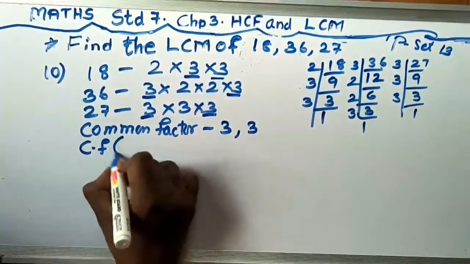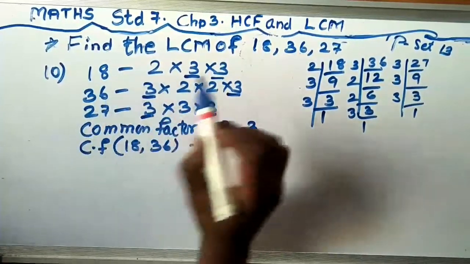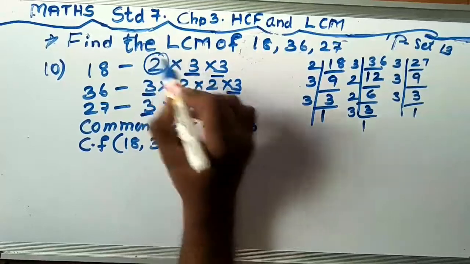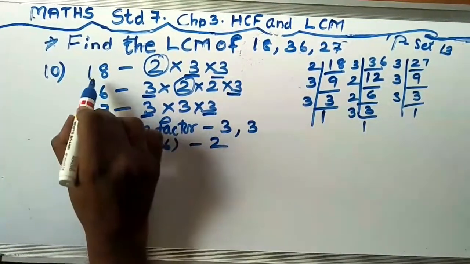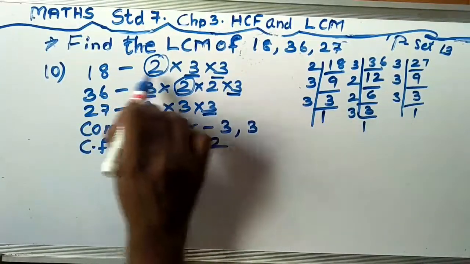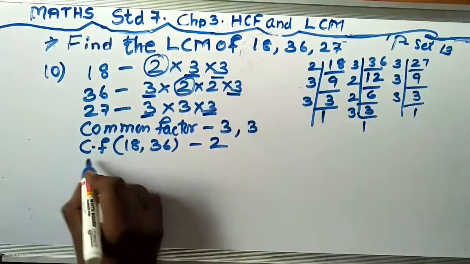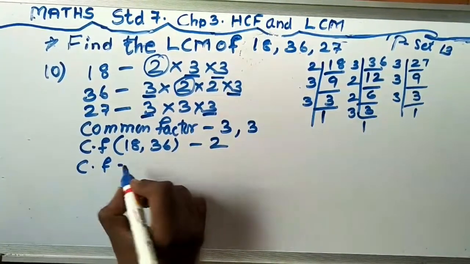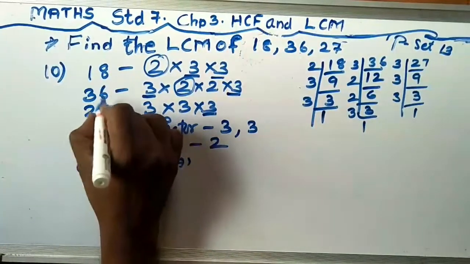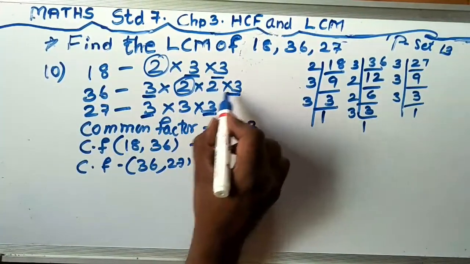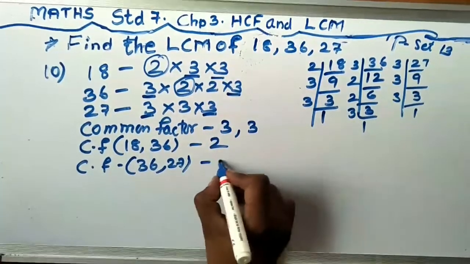So the common factor of 18 and 36. What is common in 18 and 36? 2. Only 2. Now there is no common factor left in 18, it is completed. For 18 it is completed, so we will not need to take it again. Then the common factor of 36 and 27. These two. No 2 here. No common factor here.